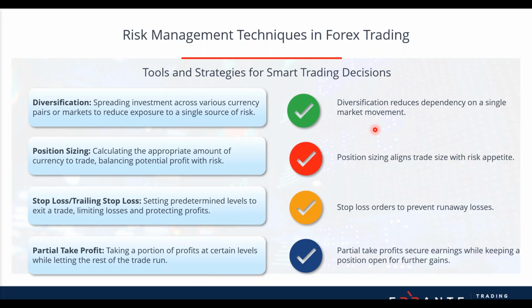So we try to demonstrate how each of these techniques can be applied in real trading scenarios, highlighting their effectiveness in different market conditions. In a sense, these techniques, diversification, position sizing, stop loss or trailing stop loss, and partial take profit, are not just risk management tools. They are your strategies for informed, calculated, and successful trading in the forex market.